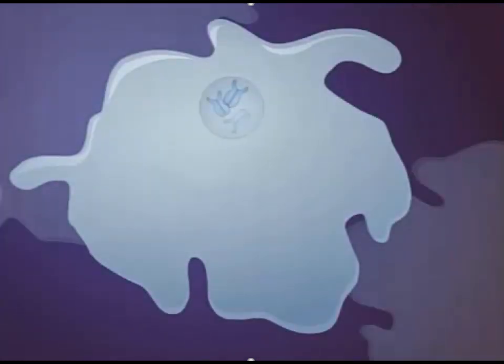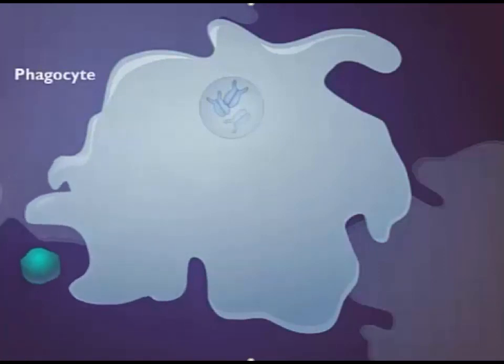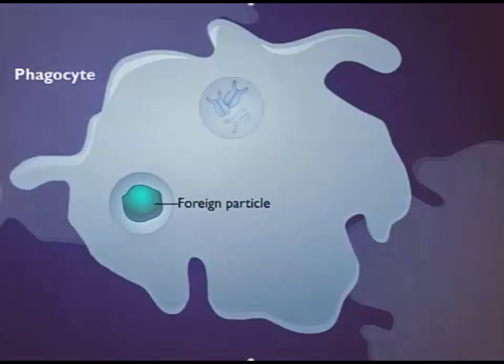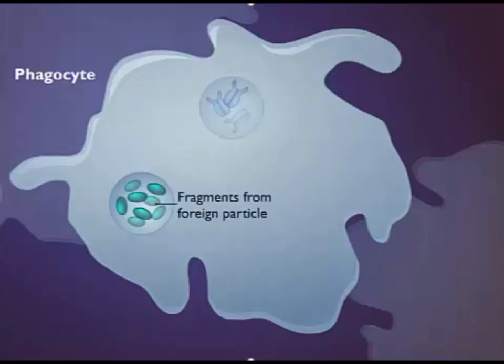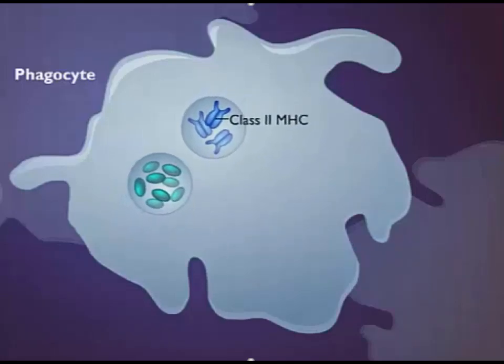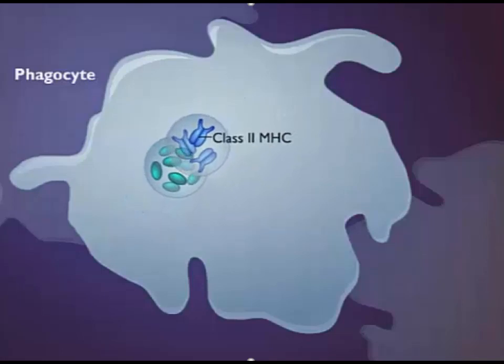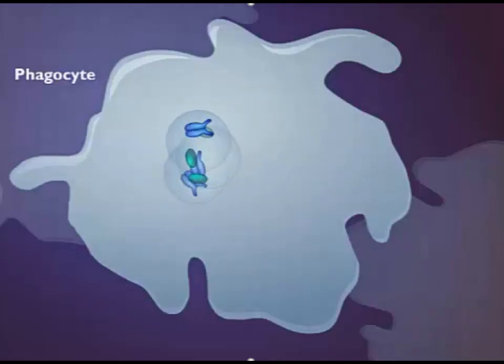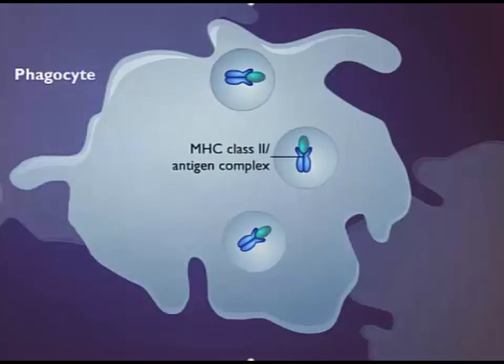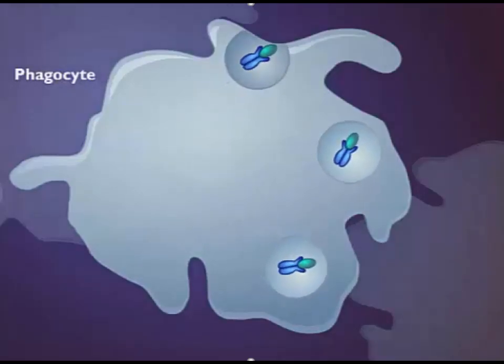A different process occurs if the antigen originates outside the cell. Phagocytes, such as macrophages, ingest foreign particles such as viruses and bacteria by endocytosis. The foreign particles are broken down into fragments within a vesicle. The vesicle containing the foreign fragments fuses with vesicles from the Golgi apparatus containing the class II MHCs, and the two structures combine. The MHC class II antigen complex is transported to the plasma membrane.